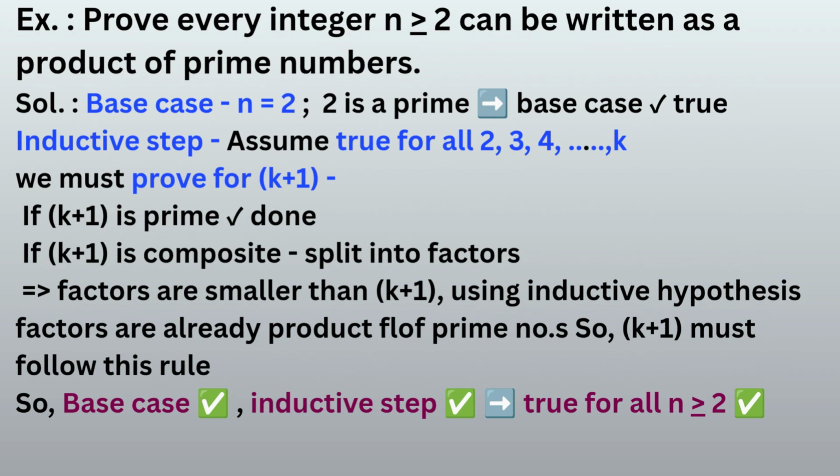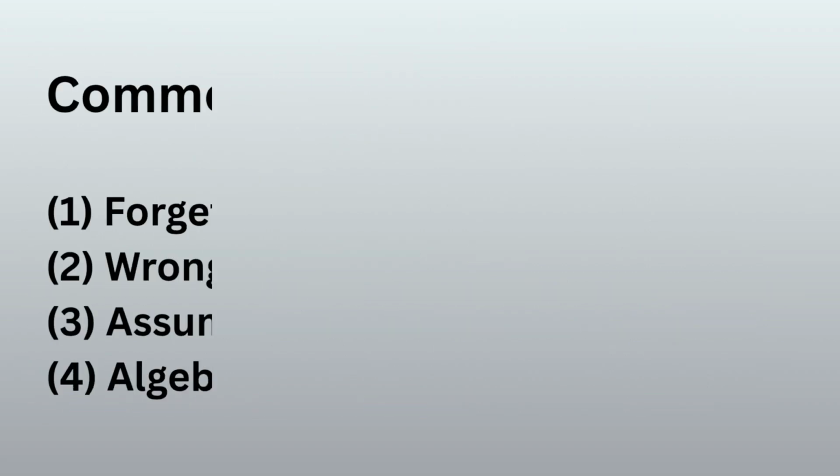Then, inductive step. We assume that all numbers from 2 up to k can be written as a product of primes. Now, if k plus 1 is prime, the result is immediately true. And if it is composite, it can be written as a product of two smaller numbers, which are already expressible as products of primes by the inductive hypothesis. Hence, by strong induction, the theorem is proved.